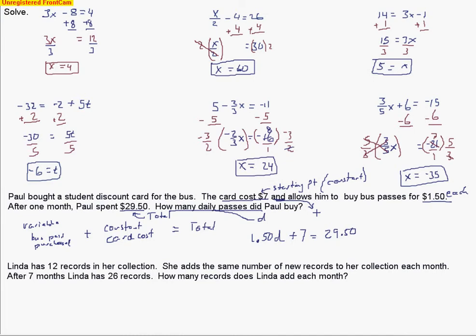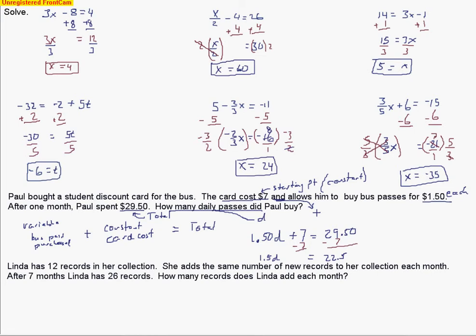So the way we're going to solve this is opposite operations. We're going to take away the amount of the card cost, and that will give us just the amount that we spent on daily passes. So now we've got this 150. I'm going to change that to just 1.5 now. 1.5D equals, and this makes 2250. So I'll just write 22.5. So now we're ready to solve.